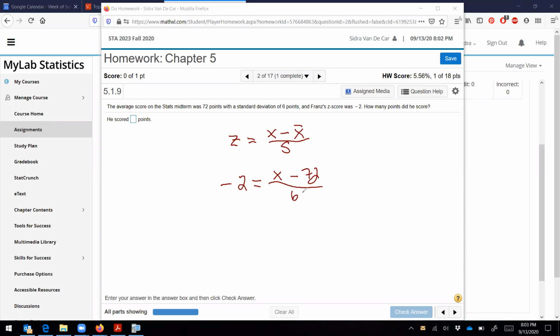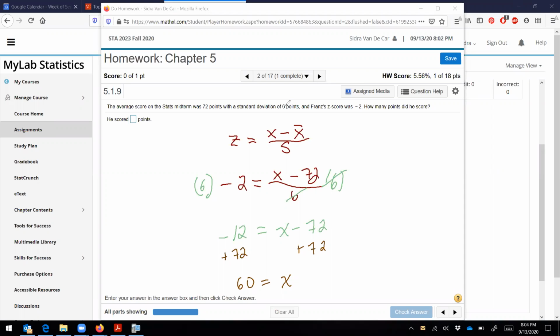Now this gives me an algebra equation. In order to solve it, I am going to multiply both sides of the equation by that 6 so that it cancels here. So 6 times -2 is -12 equals x minus 72. Then I add the 72 to the other side, and adding this, we get 60 is equal to x. So that's the way to solve it, like an algebra equation.